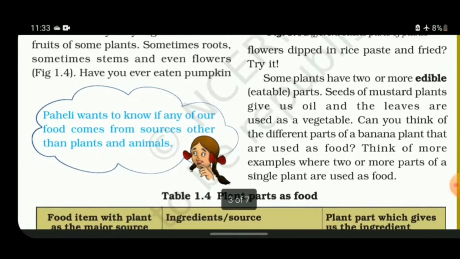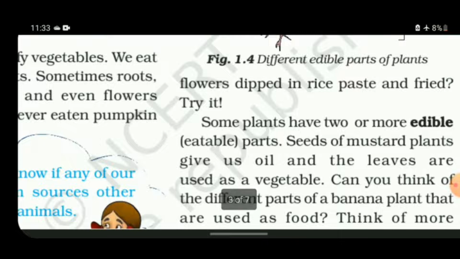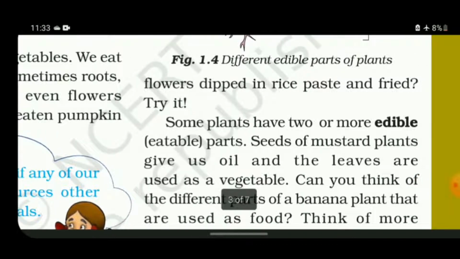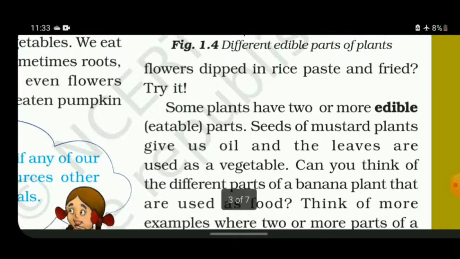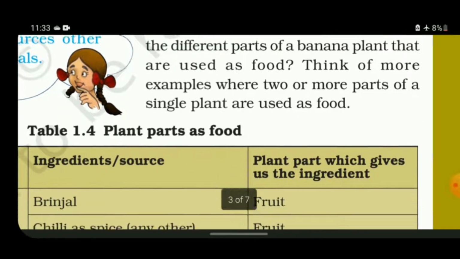Let's find out. Pahali wants to know if any of our food comes from sources other than plants and animals. Flowers dipped in rice paste and fried. Try it. Some plants have 2 or more edible parts. Seeds of mustard plants give us oil and the leaves are used as a vegetable. Can you think of the different parts of a banana plant that are used as food? Think of more examples where 2 or more parts of a single plant are used as food.